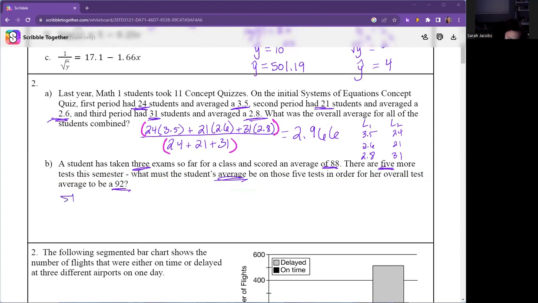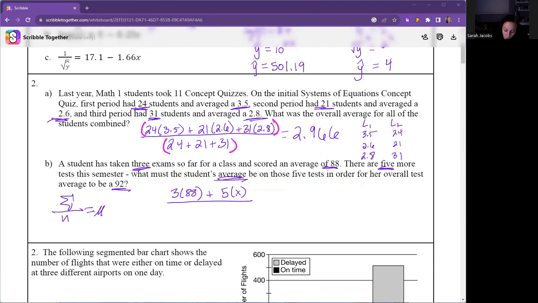An average is just the sum, that's a crazy sigma, over the number. And that's going to give you your average or your X bar, depending on your situation. So let's think about our sum. 3 of the tests are going to be 88 points. Again, easiest way to get an average of 88 is if they're all 88. So I'm going to say 3 times 88. And then there's 5 more tests, but we don't know what she's getting on these tests. So that we're going to use an X for, right? When we don't know, we'll use a variable.